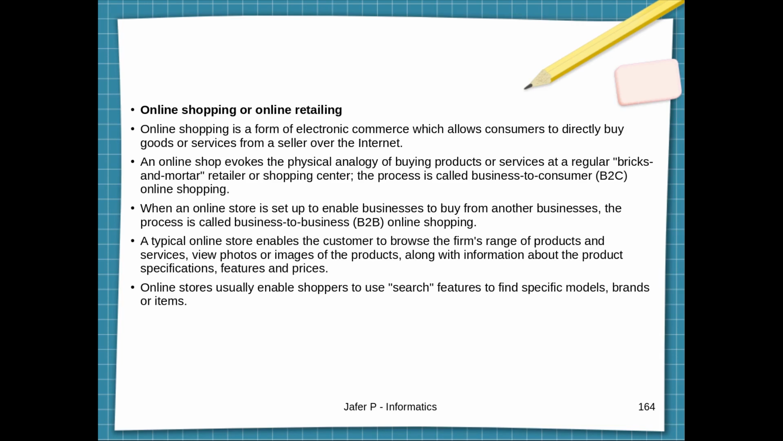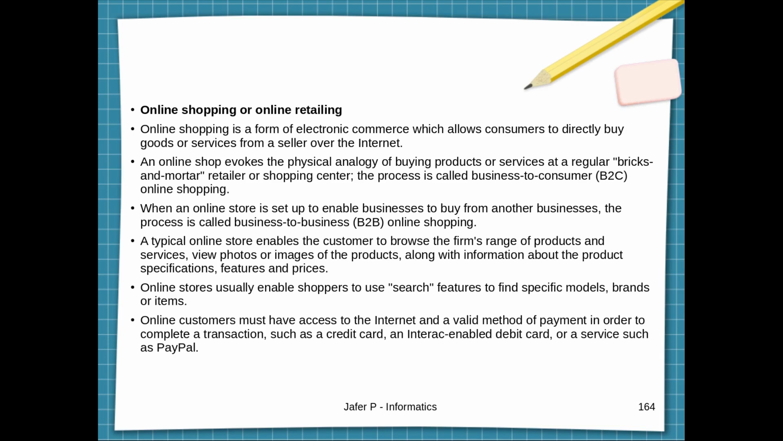Online stores usually enable shoppers to use search features to find specific models, brands or items. There is a facility where the user can easily find the product which is apt for the customer. They can search by models, brands, items, etc. Once you get into the Amazon or Flipkart website, you can see there are lots of sorting options available, right?